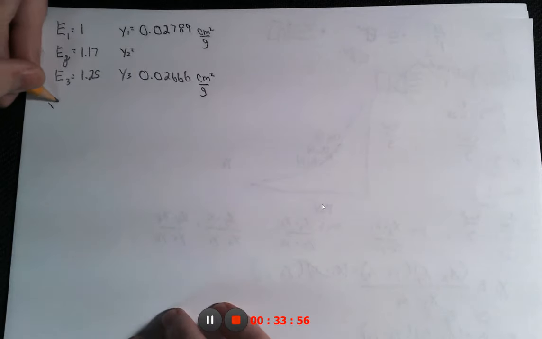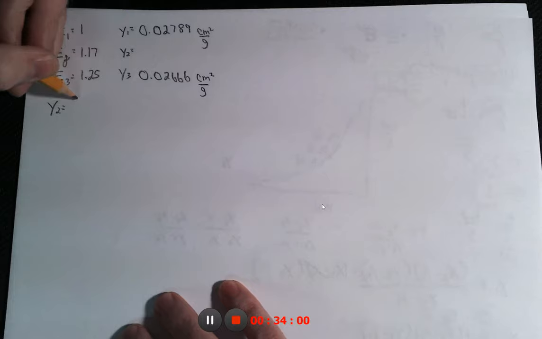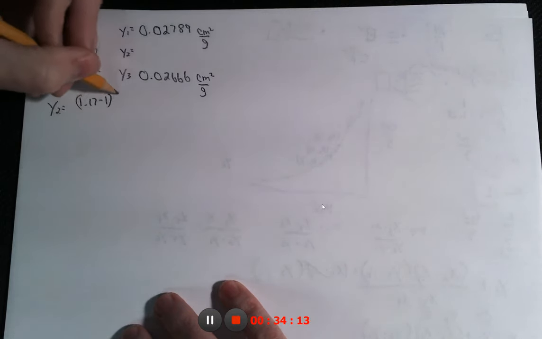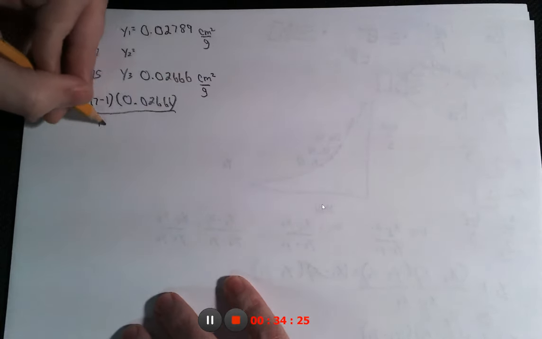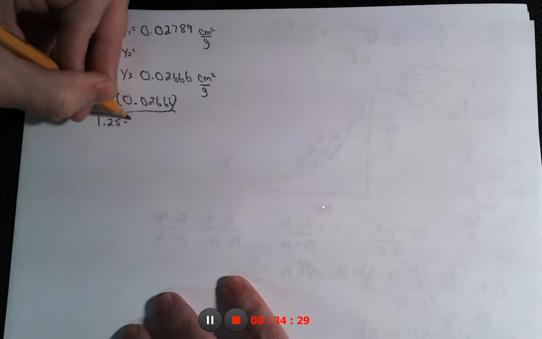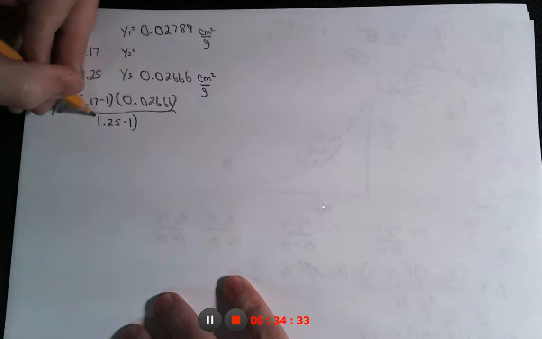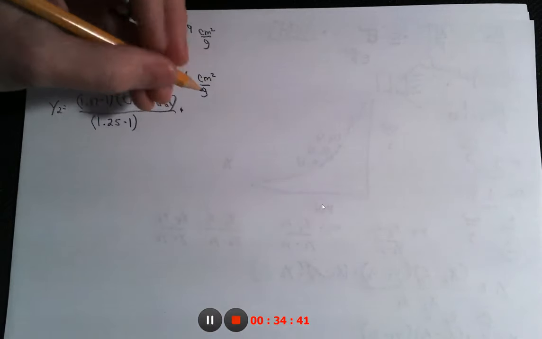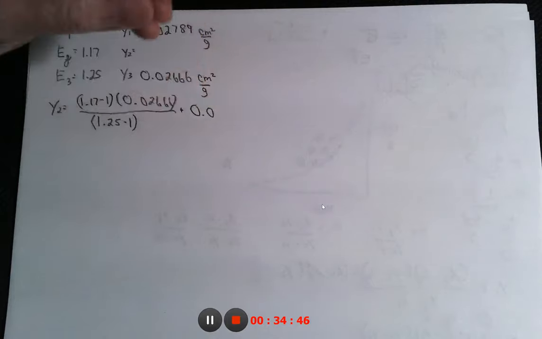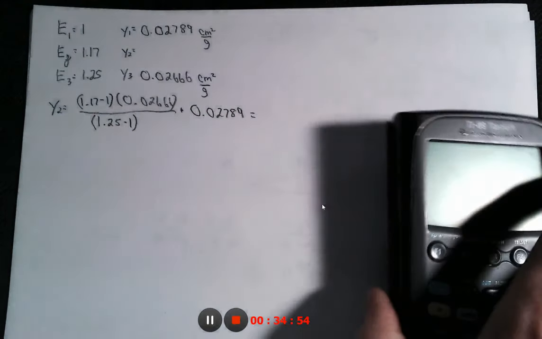So bringing this back to our equation, y2 is equal to 1.17 minus 1, times 0.02666 over 1.25 minus 1, plus 0.02789. And we'll crunch that out here real quick.